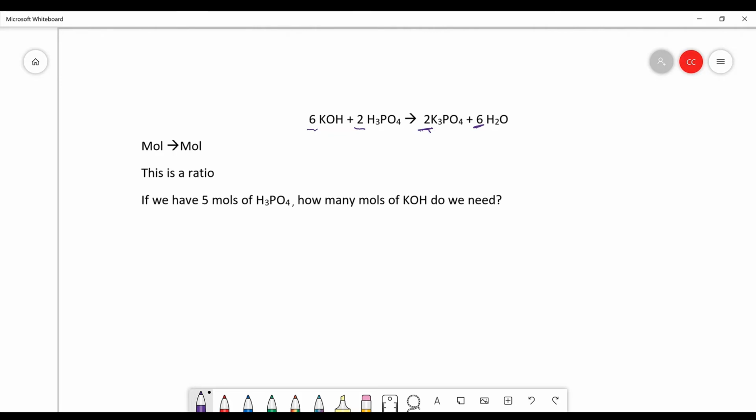So the first part, mole to mole. If we have 5 moles, so our given is 5 moles of H3PO4, how many moles of KOH do we need? So the way we set this up, our given always goes in the upper right box. 5 moles of H3PO4.